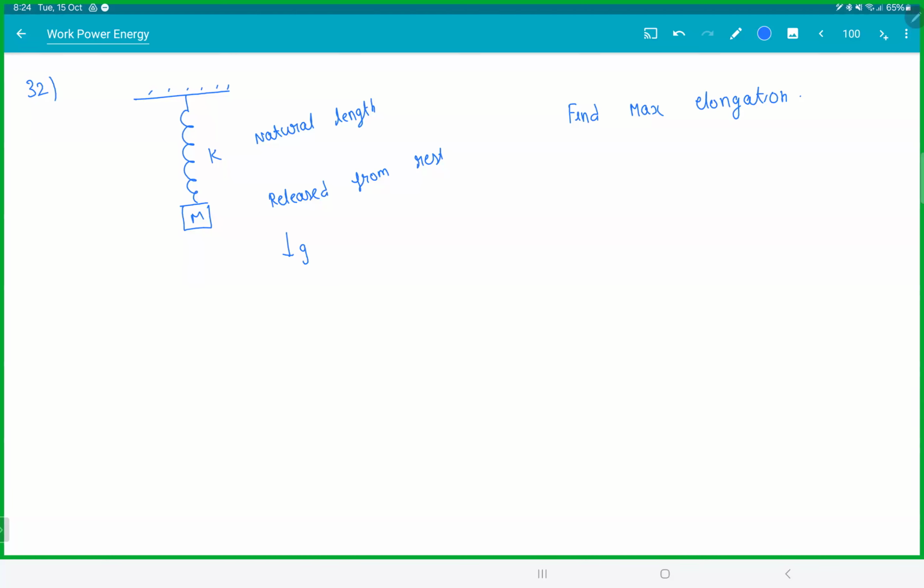Because you took Earth and block as one system, you can define gravitational potential energy. Gravity becomes internal force. Spring has nothing to do with Earth. Okay? How do we do this?